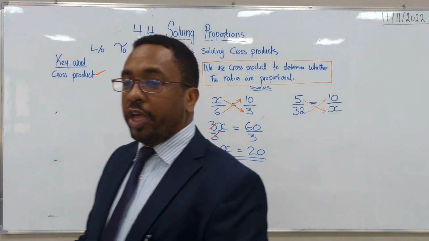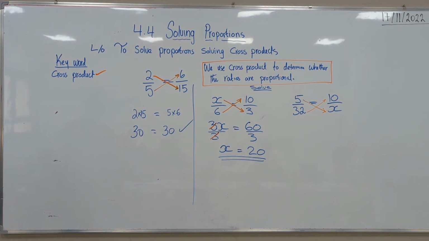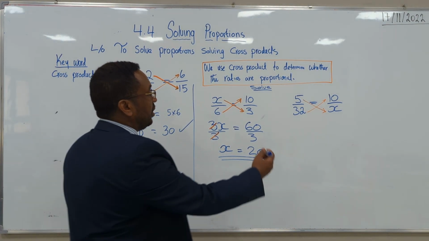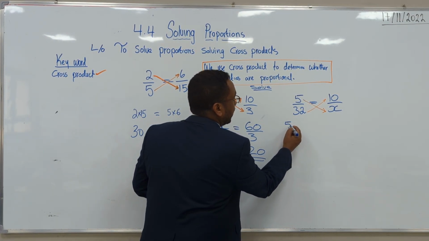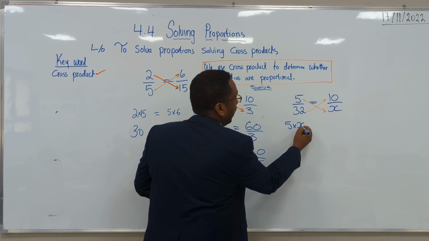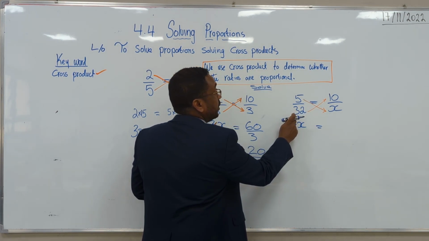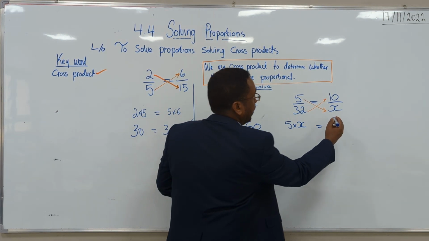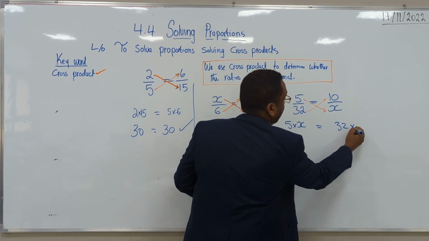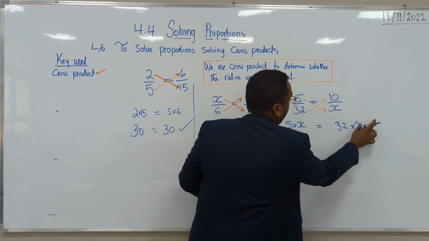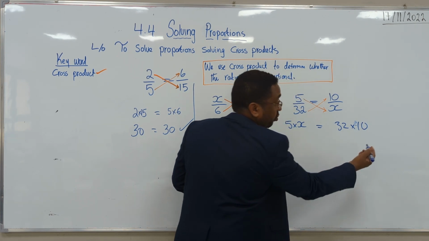Thank you very much. Okay, so what do we get? We start now with 5 times x. What is 5 times x? 5x. So you can write down: 5 times x equals 32 times 10. 32 times 10 is 320. Okay? So this is what we do.